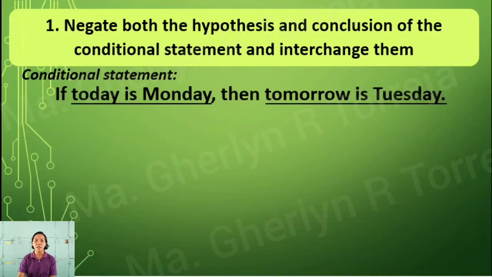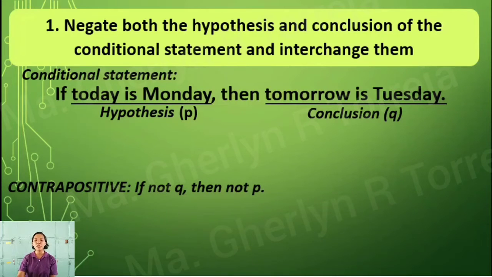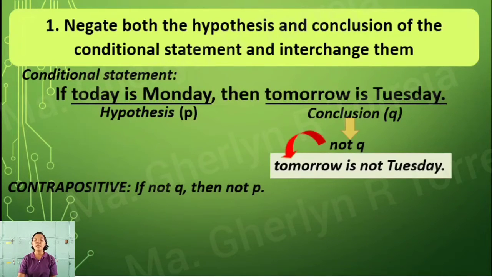Conditional statement, if today is Monday, then tomorrow is Tuesday. So, we know that our hypothesis is today is Monday and our conclusion is tomorrow is Tuesday. So, to write the contrapositive, if not Q, then not P is our format. Let's first get the negation of our Q statement. So, if our Q is tomorrow is Tuesday, our not Q will be tomorrow is not Tuesday.